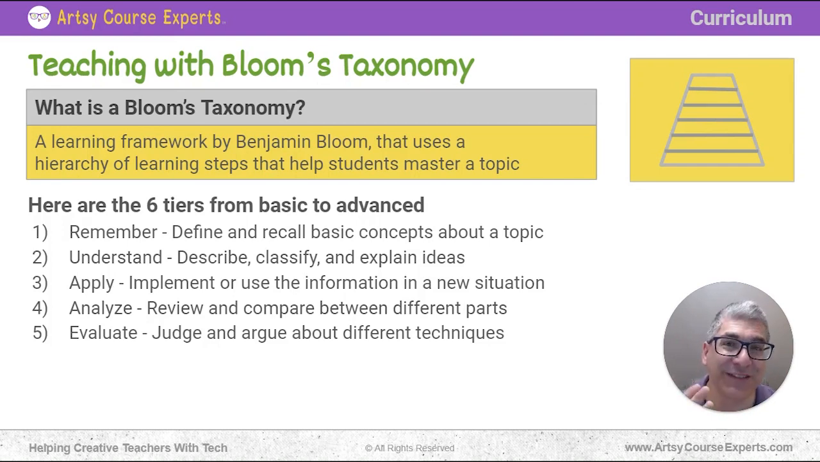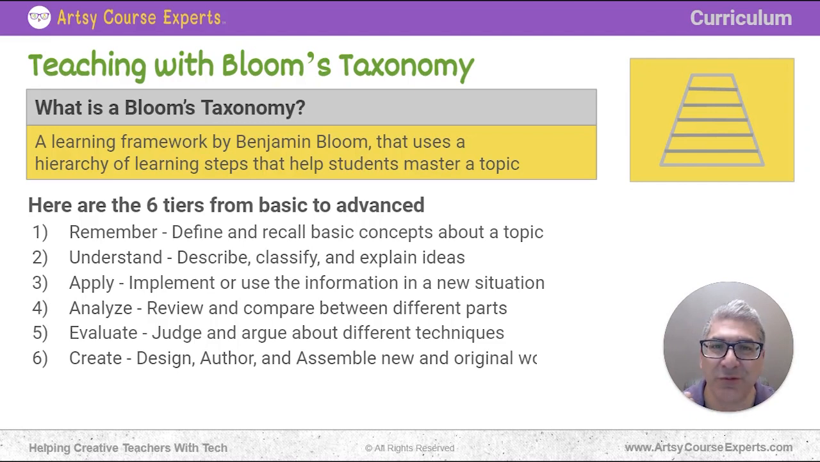And the final stage in Bloom's taxonomy, the final tier, is that your students are creating unique and original works. They're able to design, author, assemble. So they're creating, in this 3D example, your students are actually creating a full 3D object using all the prior techniques that they've learned. So that's it. So that's how you would use Bloom's taxonomy.